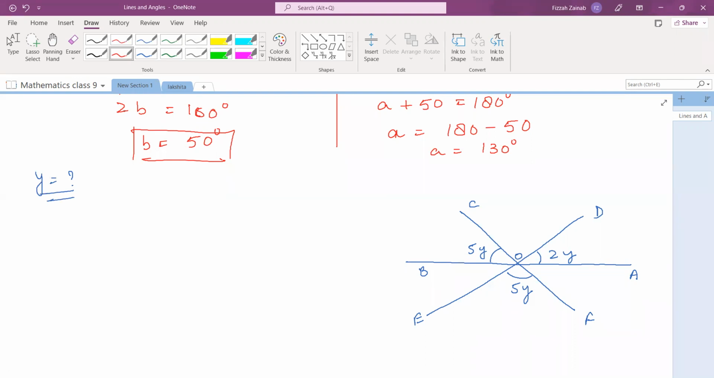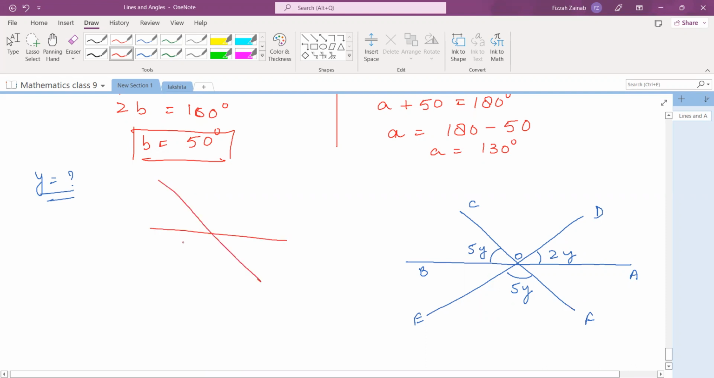Now you see in this figure, line AB and line CF are intersecting, right? This is AB, this is your CF. Clear? Now this angle, you can see, is 5y. So the angle which is opposite to it will also be 5y.